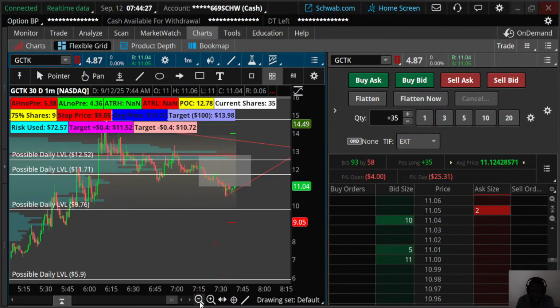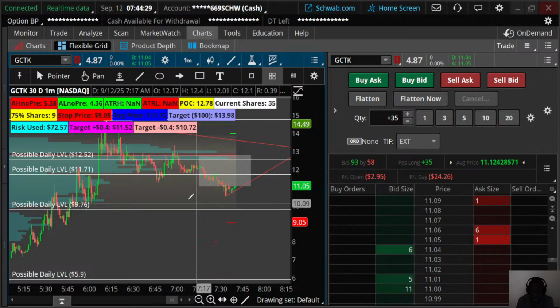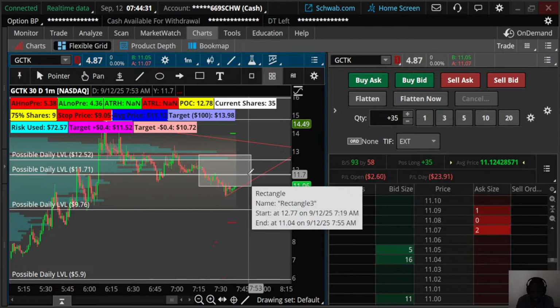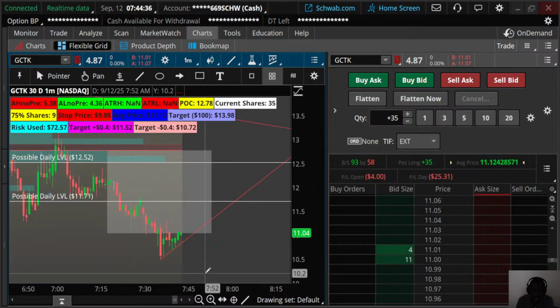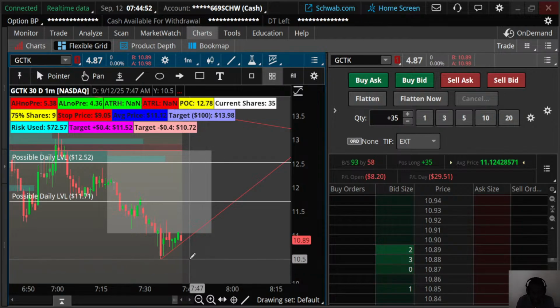Let me back off of this a little bit so I can see the overall picture here. Got 1171 top up there that I want to see retested. May or may not happen. Still holding 126%. All right. Stop me out again.